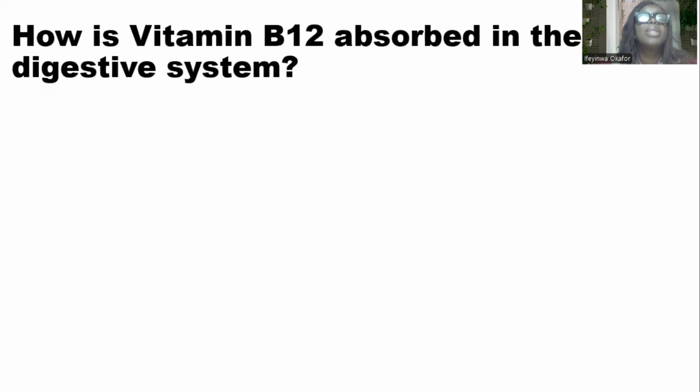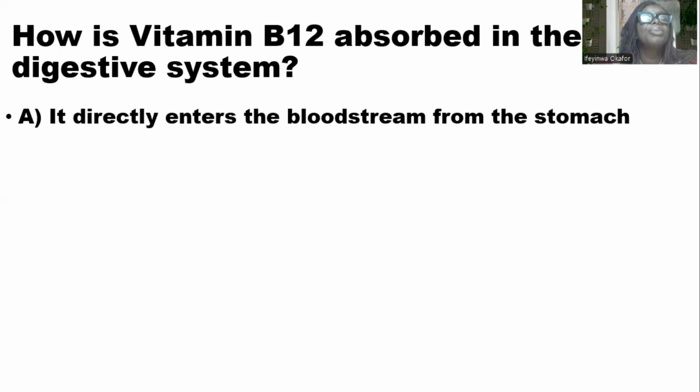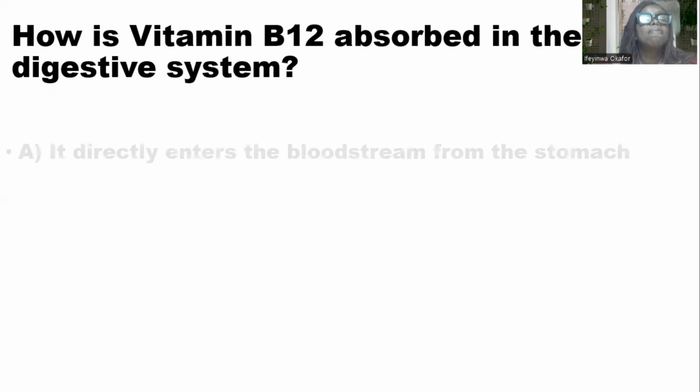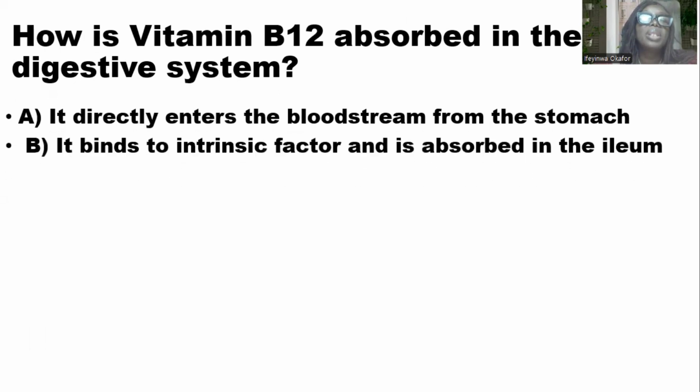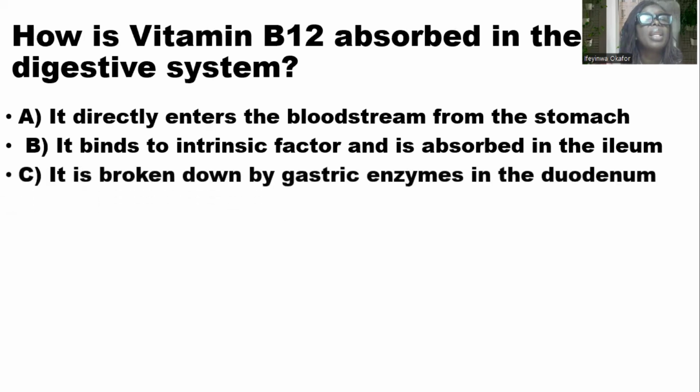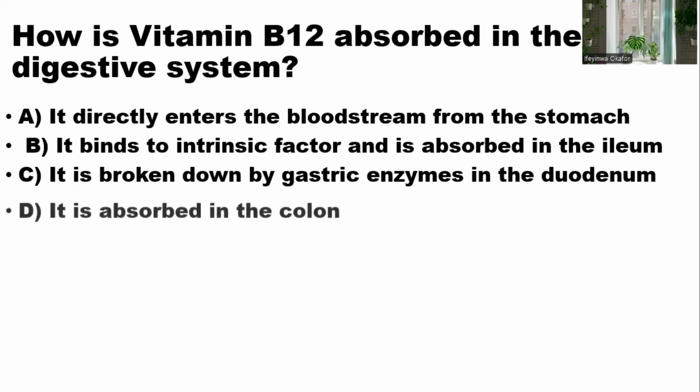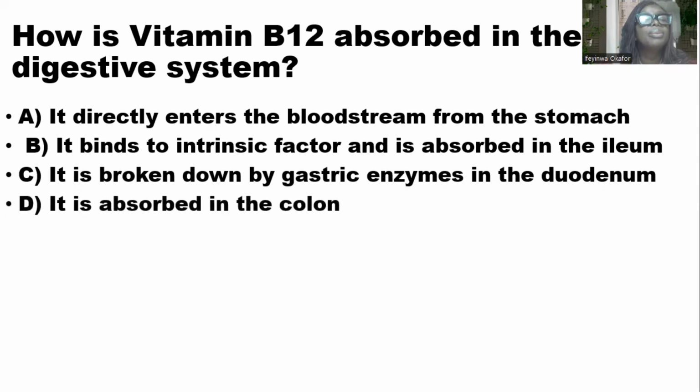How is vitamin B12 absorbed in the digestive system? It directly enters the bloodstream from the stomach. It binds to intrinsic factor and is absorbed in the ileum. It is broken down by gastric enzyme in the duodenum. It is absorbed in the colon. And the answer is B. It binds to the intrinsic factor and is absorbed in the ileum.